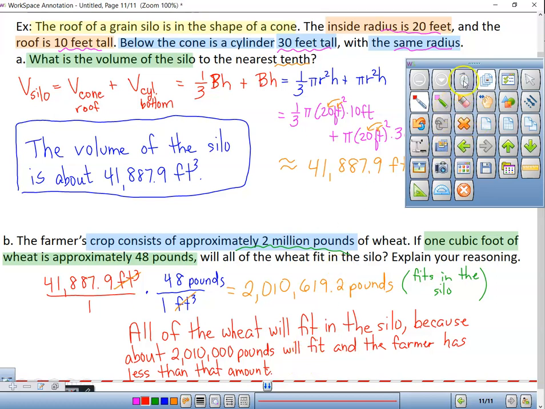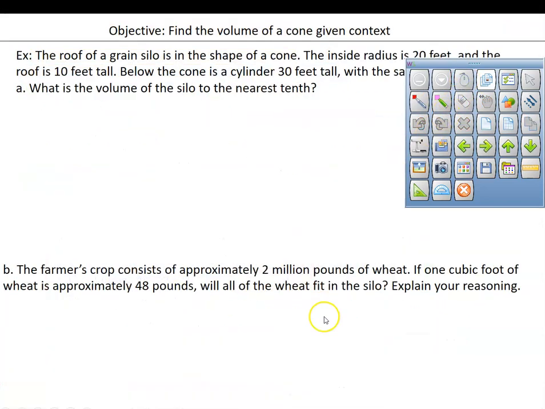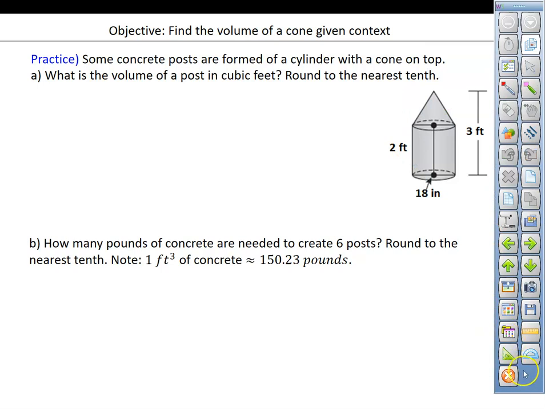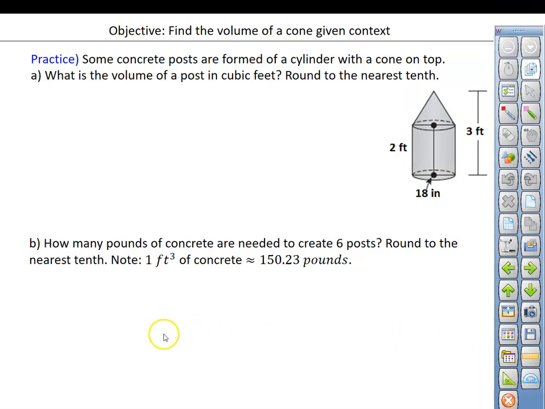All right, so let's try a practice problem here. You can pause the video, give this one a try.